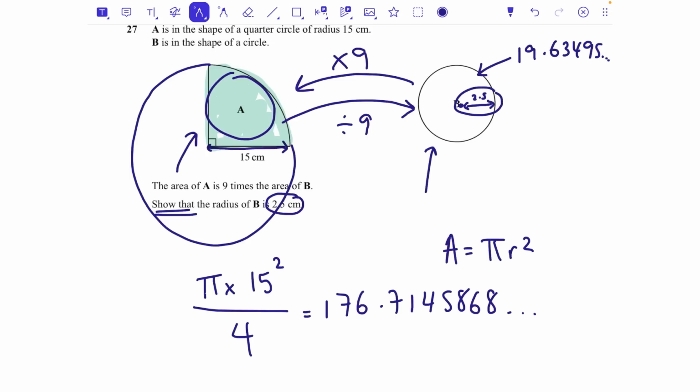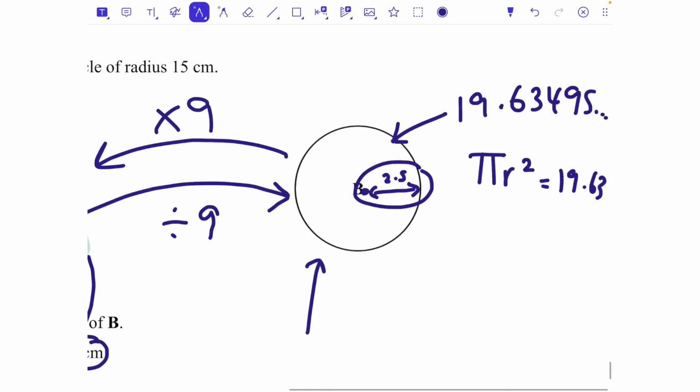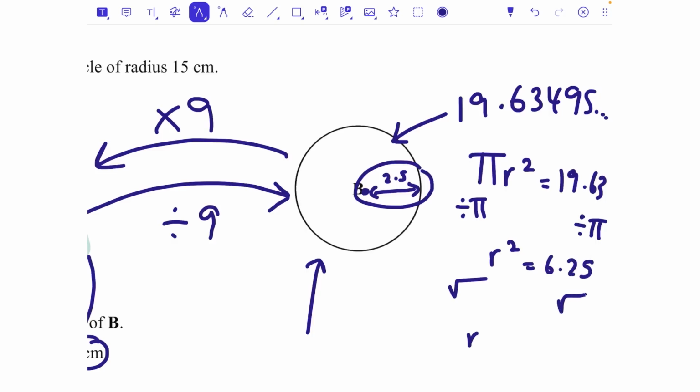So I'm now going to say pi r squared needs to equal 19.63. So that's what we now know. Pi r squared equals 19.63495. I'm going to divide both sides by pi, because I'm trying to work out what the radius is here. So divide that by pi. R squared is 6.25, and then square root both sides to get the radius, and square rooting that answer, I get 2.5.